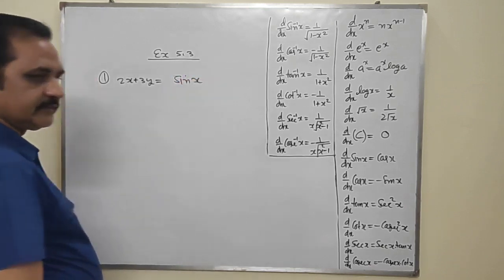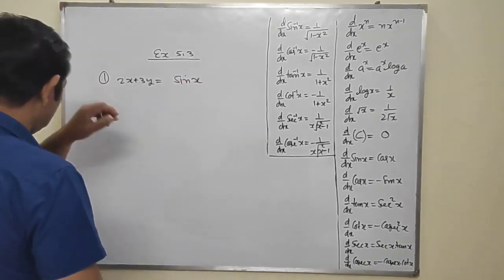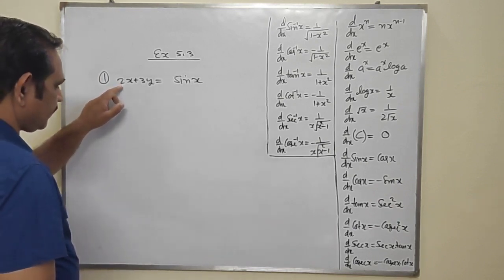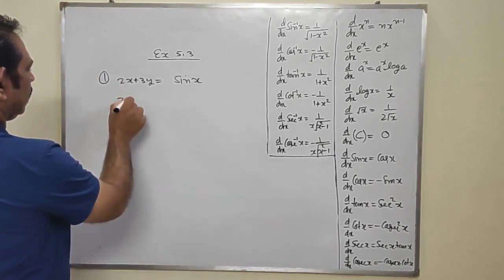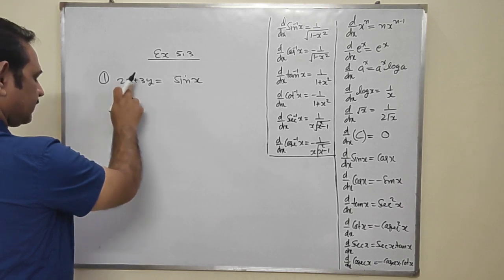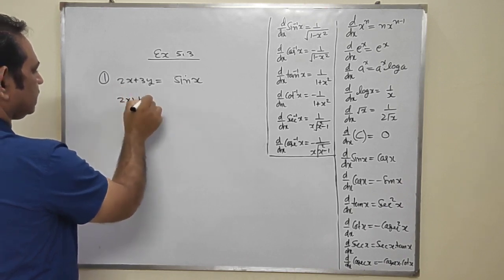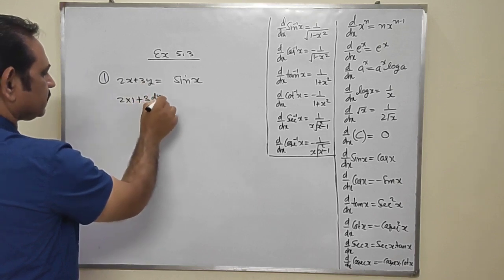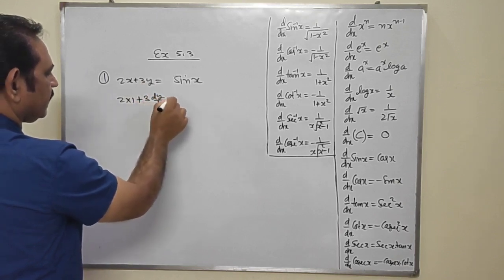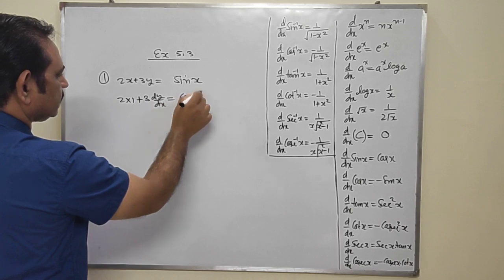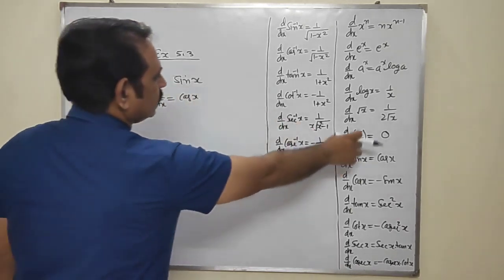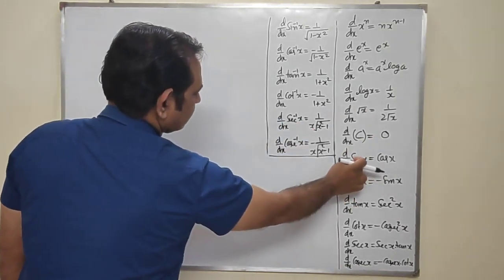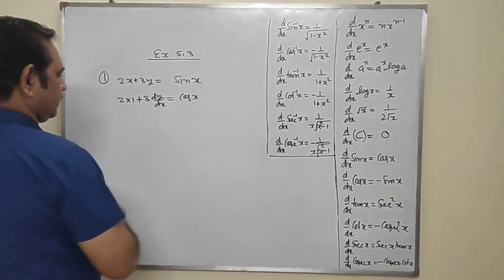2x + 3y is equal to sin x. Now do the differentiation of 2x. Differentiation of 2x, so 2 into 1, differentiation of x is 1, plus 3 into differentiation of y is dy by dx. That is equal to cos x. Differentiation of sin x is equal to cos x.